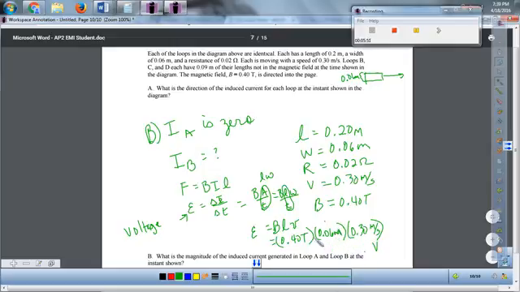And now, let me get that math right. Okay, so 0.4 times 0.06 is 0.0024 times 0.3 is 0.0072 volts. There we go. Now I need this current. Well, I is equal to V over R.